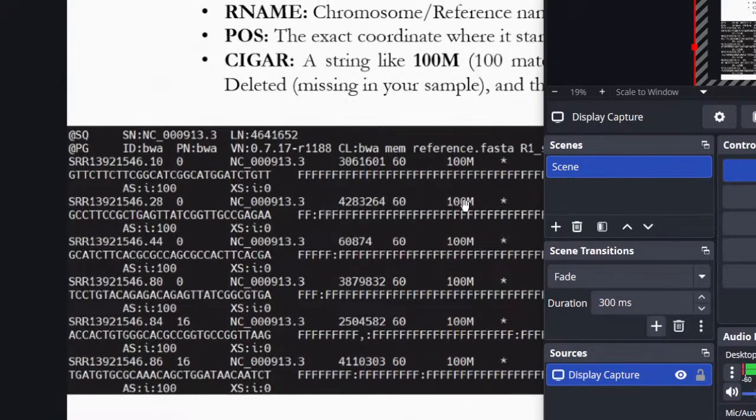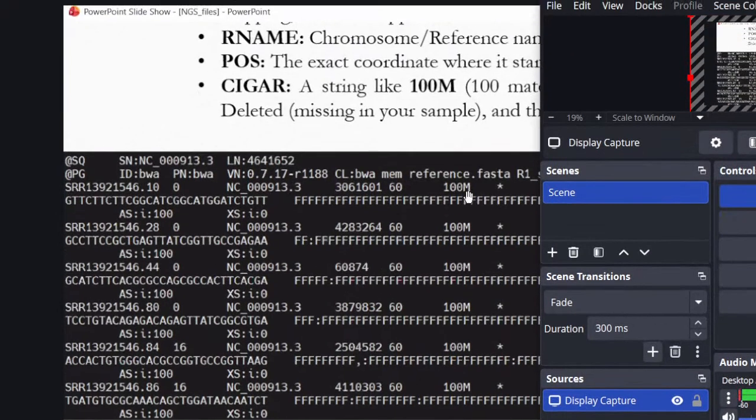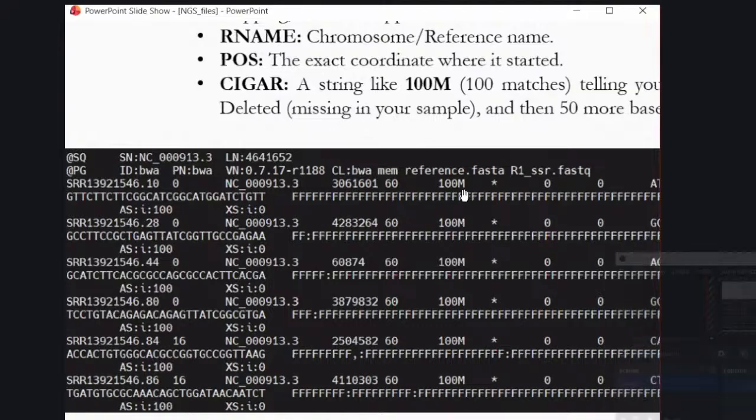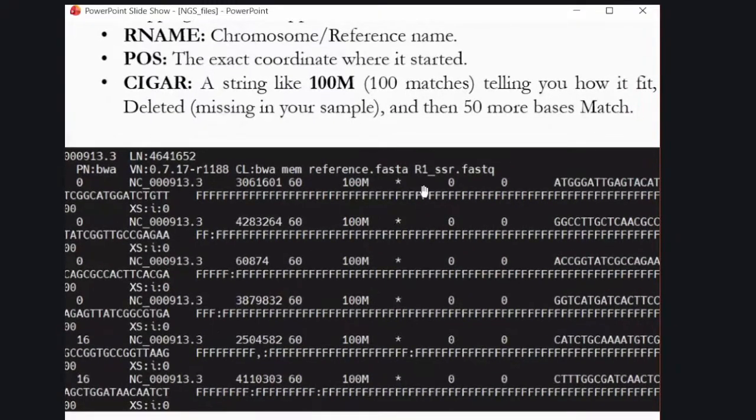This is the CIGAR string. It means, if a read sequence is 100 bases long and it aligns to the reference genome with 100 matches, it means the complete read matches the reference genome. Then the next three columns are not important for you, because I have used only a single-end read file, not paired-end read files. If there were paired-end reads, you would get results in these three columns. Zero and asterisk mean there is no mapping of the paired end.